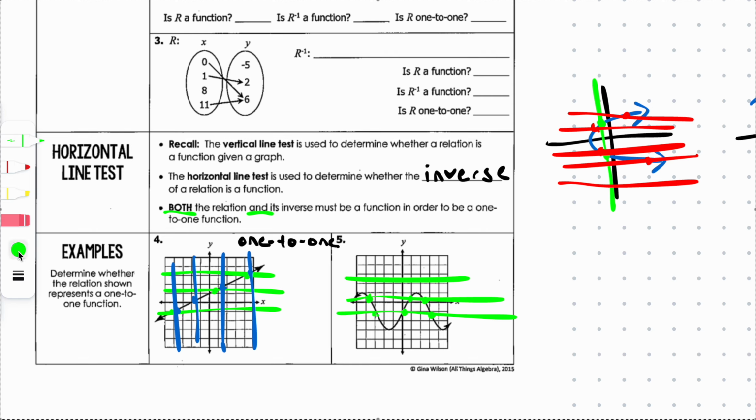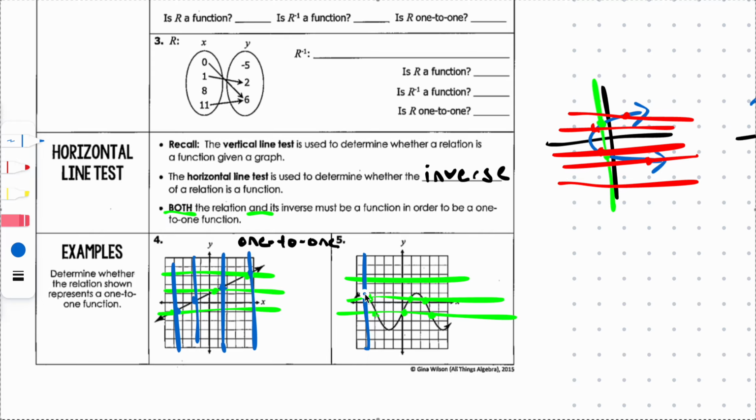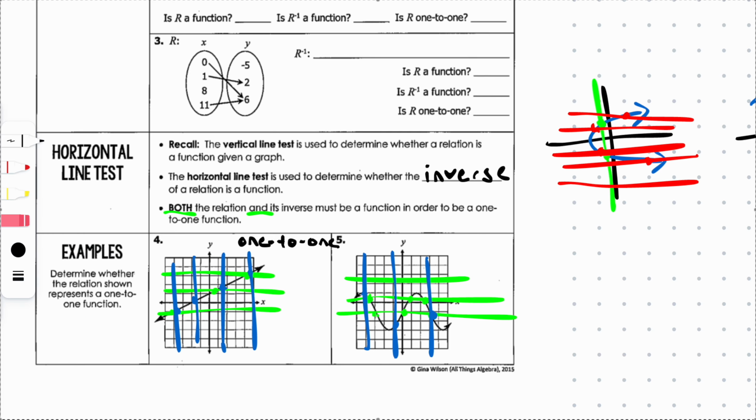Now, still, I'm going to do the vertical line test to test if this is a function. We see that it intersects 1 time, it intersects 1 time, it intersects one time. So it is a function, but its inverse is not going to be a function. And since only one of them is a function, we're saying that this is not one-to-one. Okay? Great.